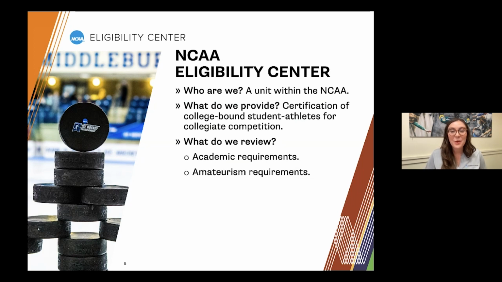But that's exactly why we're having this webinar, because we are responsible for evaluating and reviewing your student athletes for NCAA competition, but you are what helps get them here. And the better our collaboration is together, the more empowered your students are going to be to take advantage of the opportunity of playing sports while getting a college education.